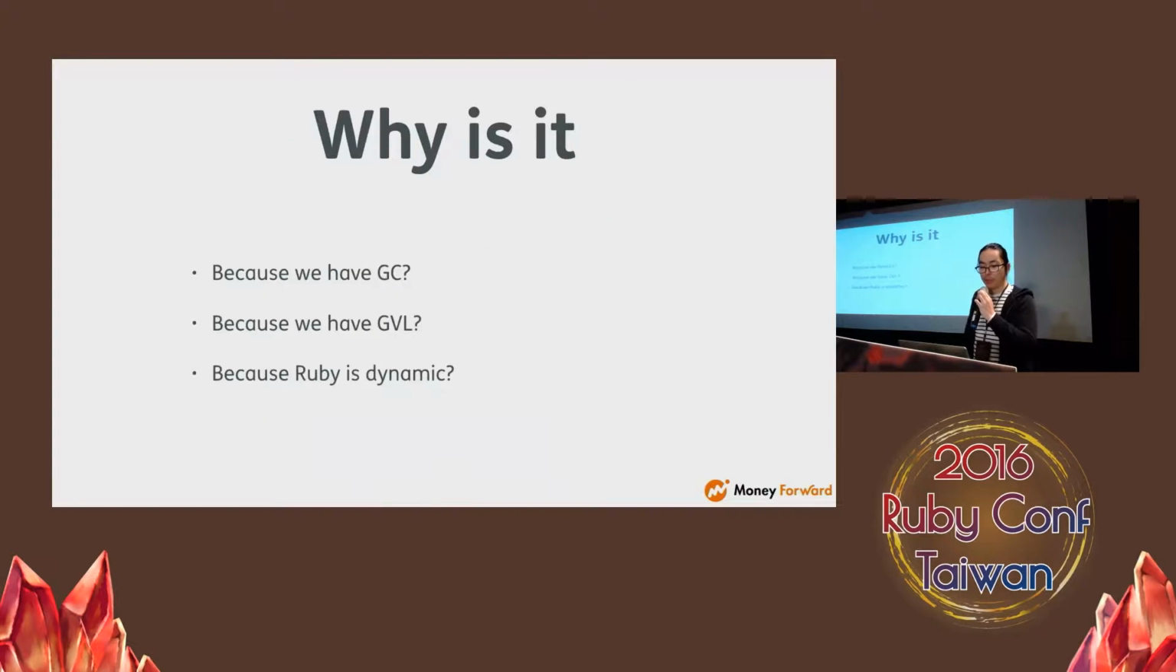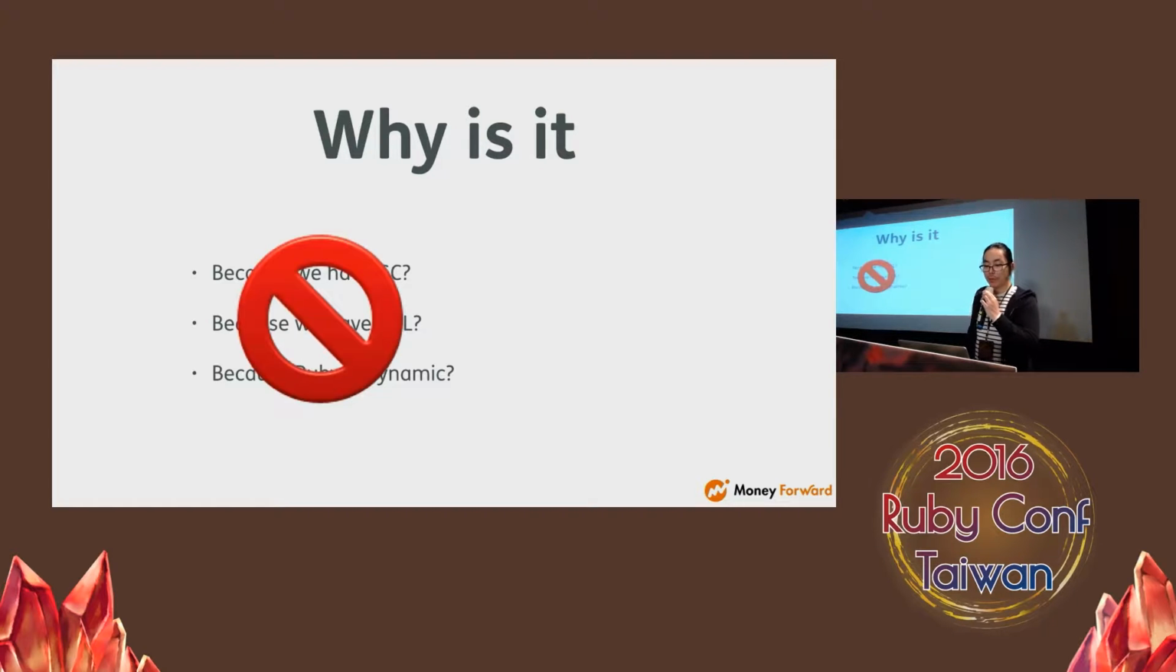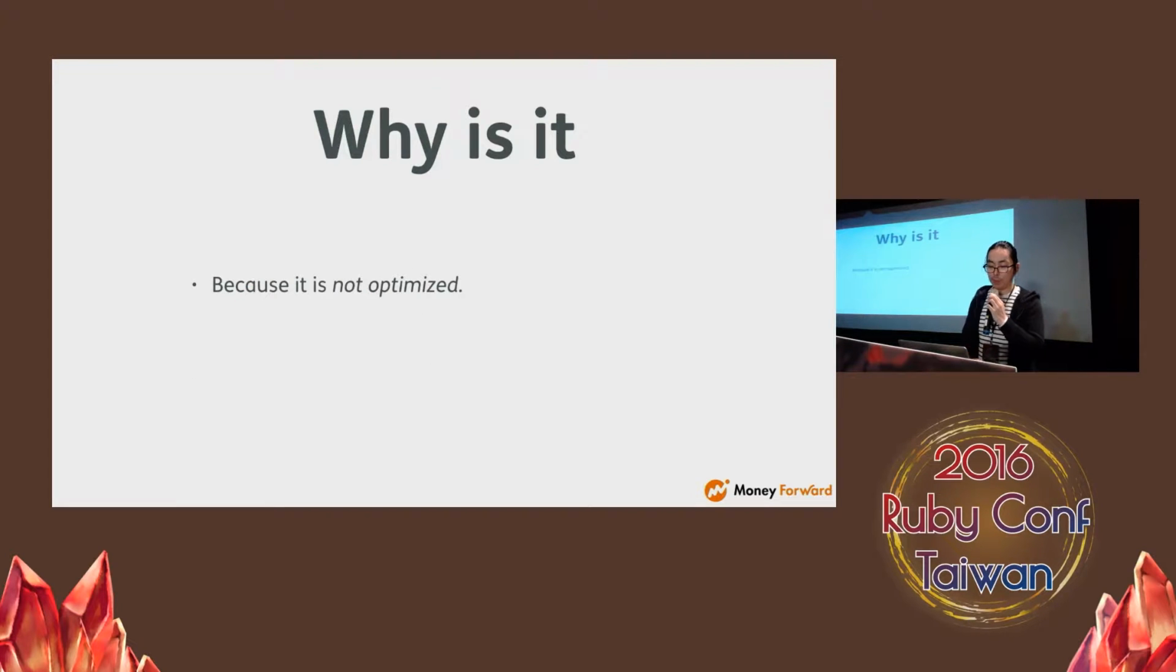So there are many reasons to explain why Ruby is slow, because we have GC or we have GVL or Ruby being dynamic or something like that. But I'd like to say that it's all wrong. Ruby is slow because it is not optimized.